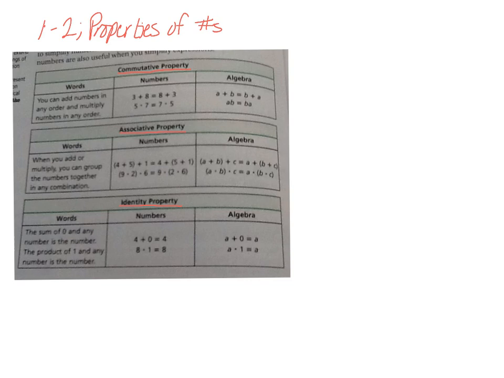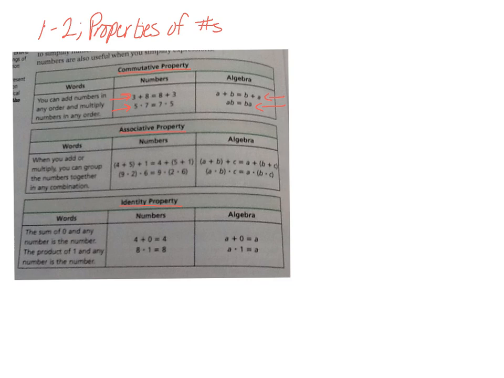The commutative property is that you can add in any order and multiply in any order. And then there's a few examples here and here, like 3 plus 8 is 11, but 8 plus 3 is 11. Or 5 times 7 is 35, but so is 7 times 5. Okay? And this is the algebra examples, and they're just showing you with letters because algebra deals a lot with letters.